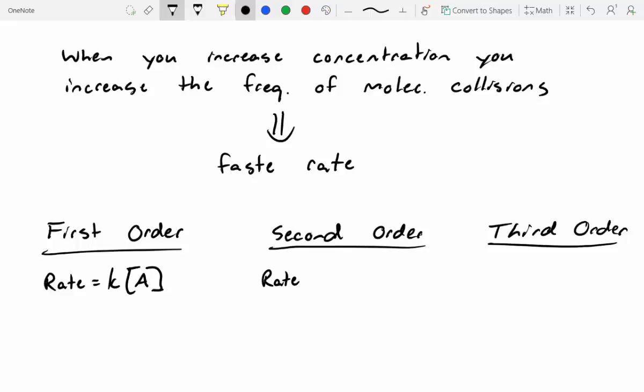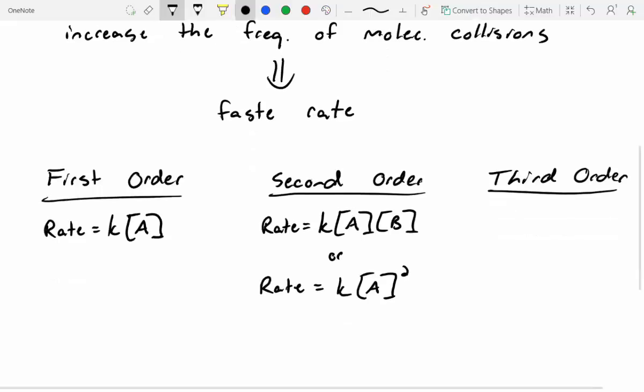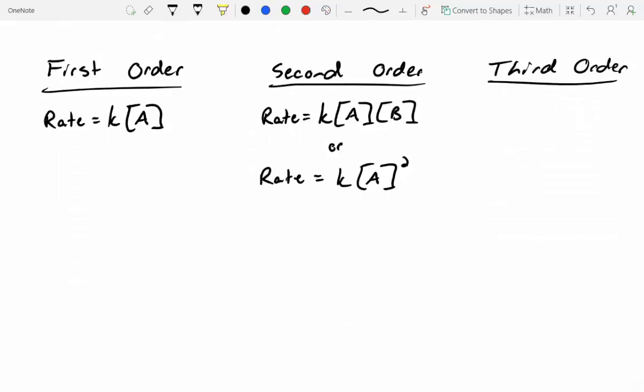Second order. This now relies on the collision of two different reagents. So you can have either a collision of two different reagents, A and B, or you can have a rate where it relies on two reagents that are the same colliding with one another. And to show this, we do A squared. So in this case, two molecules of A running into one another could be a second order.